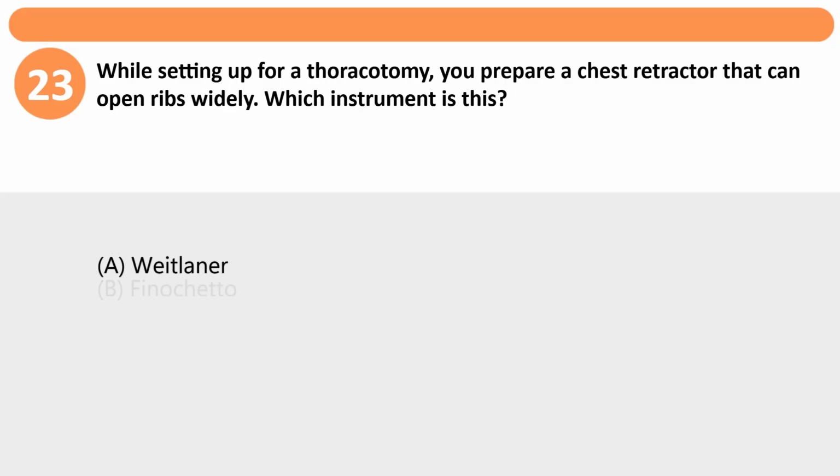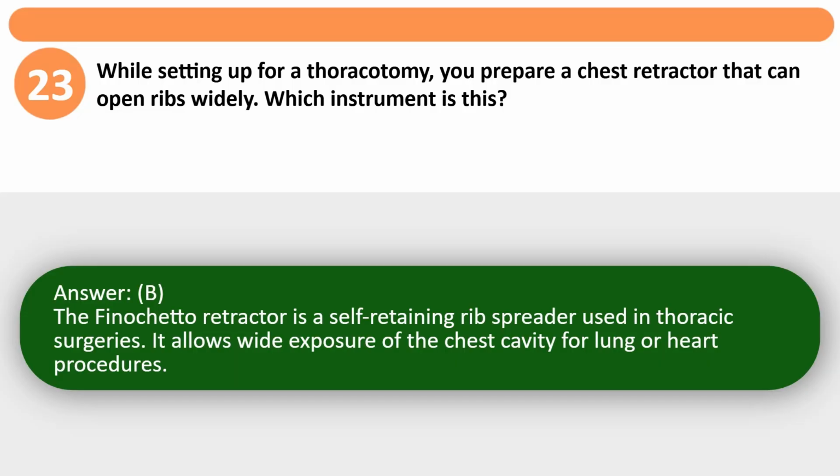While setting up for a thoracotomy, you prepare a chest retractor that can open ribs widely. Which instrument is this? A. Whiteliner. B. Finicetto. C. Gelpi. D. Balfour. Answer, B. The Finicetto retractor is a self-retaining rib spreader used in thoracic surgeries. It allows wide exposure of the chest cavity for lung or heart procedures.